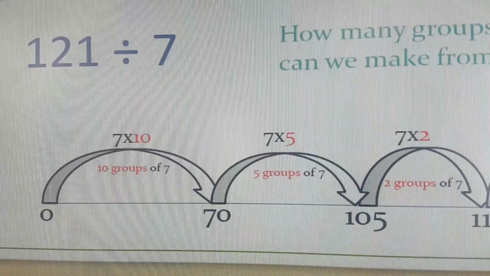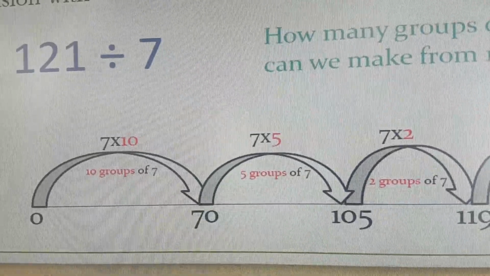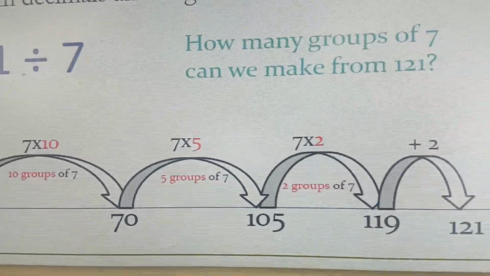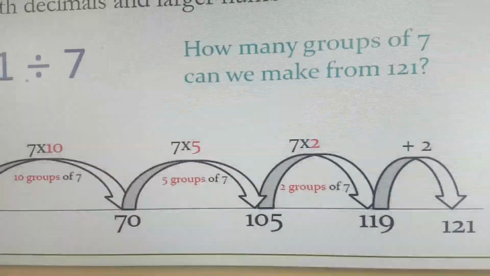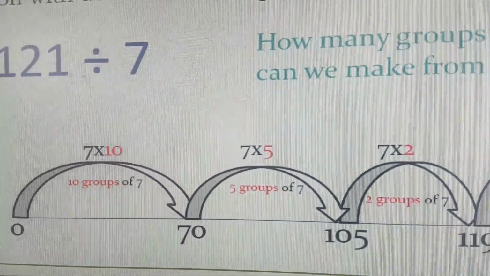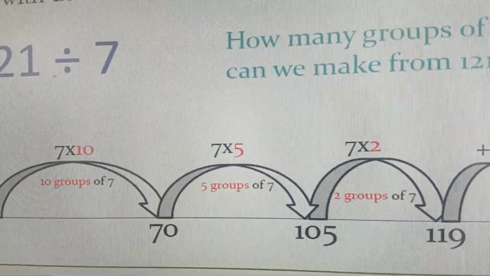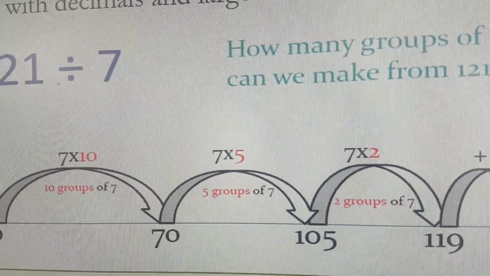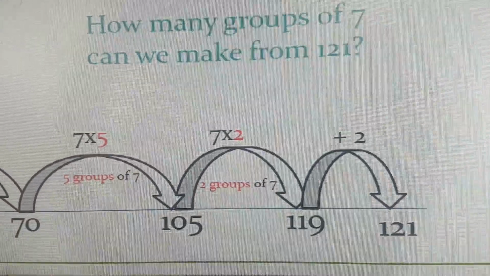The next part, 7 5s, that would take us to 35. We would add that onto the 70. That would give us 105. 2 7s would give us 14. And that would give us 119. So how many groups of 7 did we make there? Well, let's look at the ones in the red. We made 10 groups, then 5 groups, then 2 groups. So altogether, we made 17 groups. And that took us to 119, but we still had 2 left over.